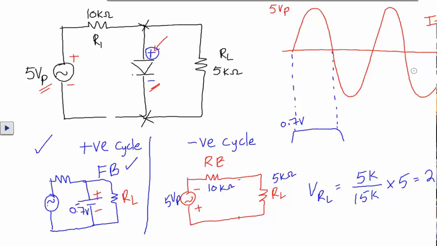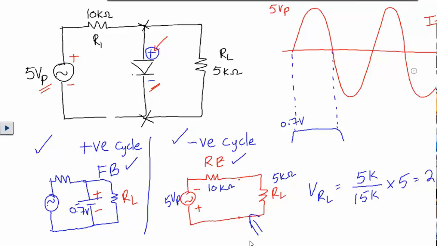So when the input cycle is reverse bias, whatever cycle that makes it reverse bias. In this case, the negative cycle of the input signal makes the diode reverse bias. Reverse bias always means that you have to open that diode. That means whatever is in the branch of the diode will be completely gone, as indicated here. That's always the case in reverse bias.